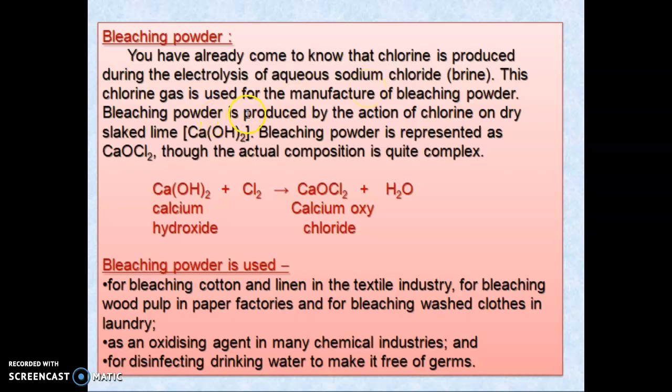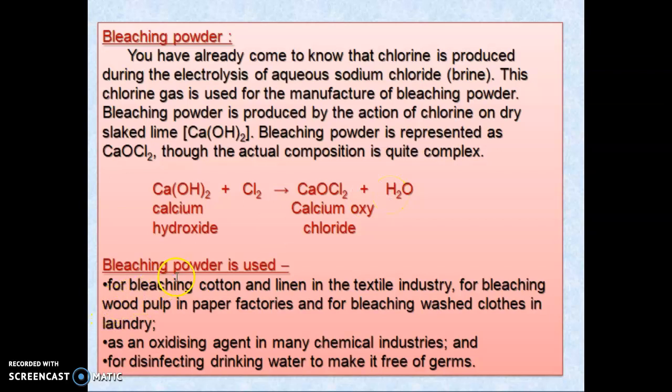Bleaching powder is produced by the action of chlorine on dry slaked lime, that is calcium hydroxide. Bleaching powder is represented as CaOCl2, though the actual composition is quite complex. So when calcium hydroxide reacts with chlorine, you will get bleaching powder. The chemical name of bleaching powder is calcium oxychloride, and water will be formed.